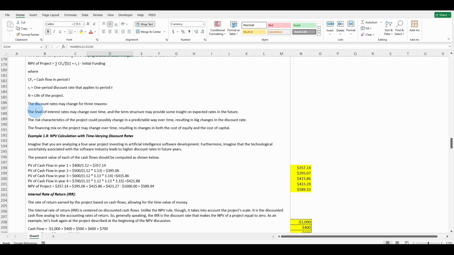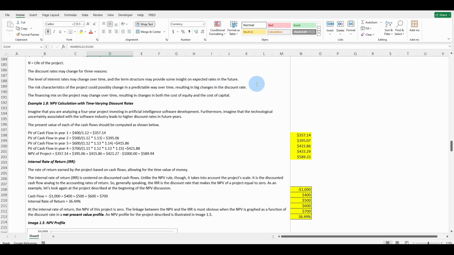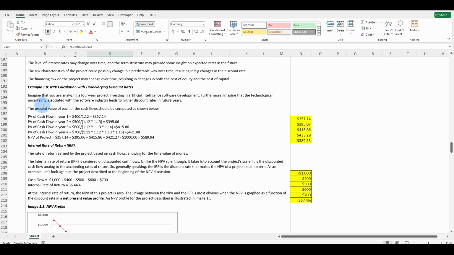The discount rate may change for three reasons. The level of interest rates may change over time, and the term structure may provide some insight on expected rates in the future. The risk characteristics of the project could possibly change in a predictable way over time, resulting in big changes in the discount rate. The financing mix on the project may change over time, resulting in changes in both the cost of equity and the cost of capital. Net present value calculations with time-varying discount rates.